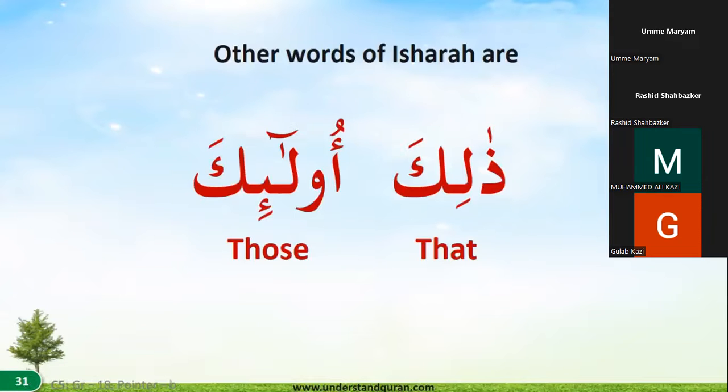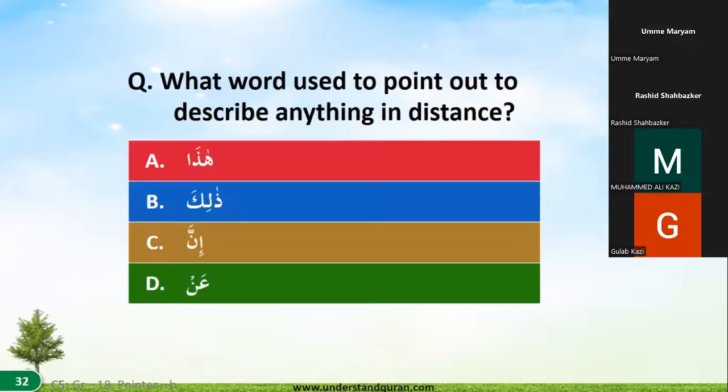For isme ishara, the other words are dhalika, meaning that, as in dhalikal kitabu. Ulaika, those, for the plural. So what word is used to point out or describe anything in the distance? For distance it is dhalika, right? Haza is for near, dhalika is for distance. Inna and an are prepositions.